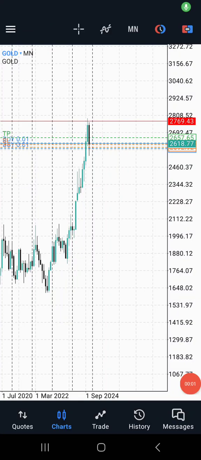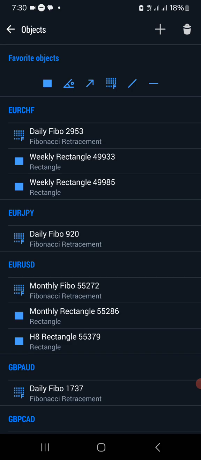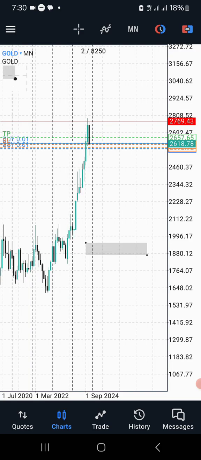And so in this video, I'm going to explain how I got into this trade using dealing range theory. So in the monthly I saw this fair value gap, this bullish fair value gap.